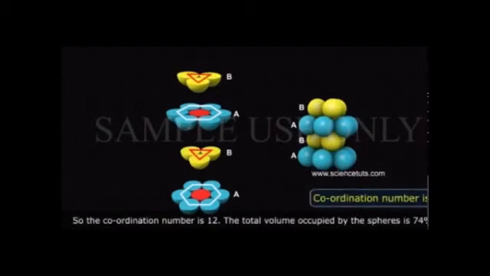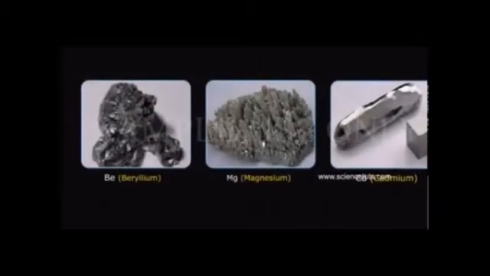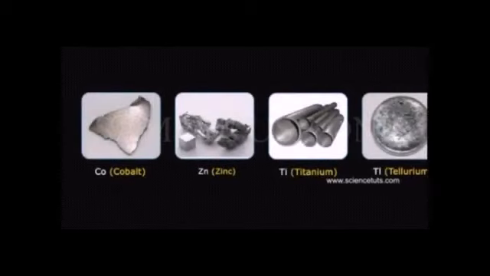The total volume occupied by the sphere is 74%. Example, Be beryllium, Mg magnesium, Cd cadmium, Co cobalt, Zn zinc, Ti titanium, Tl tellurium, etc. Cubic close packing CCP of face-centered cubic FCC structure.